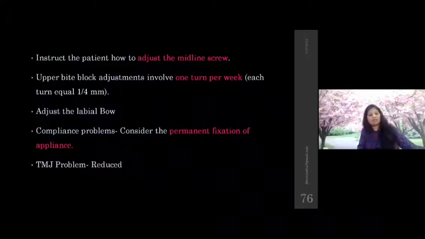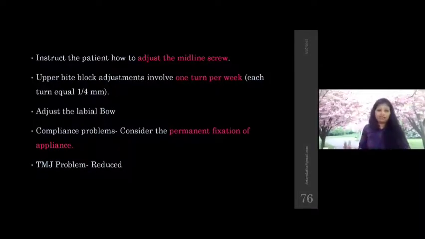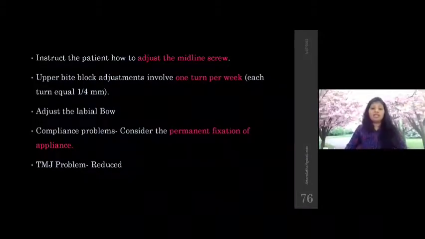Adjust your labial bows and your other wire fabrications if needed. And if it is a TMJ problematic patient, then by this time the TMJ problem must have reduced drastically. And if at all you see there is a problem with the compliance of the patient, it is best that you do what is called a permanent fixation of the appliance.